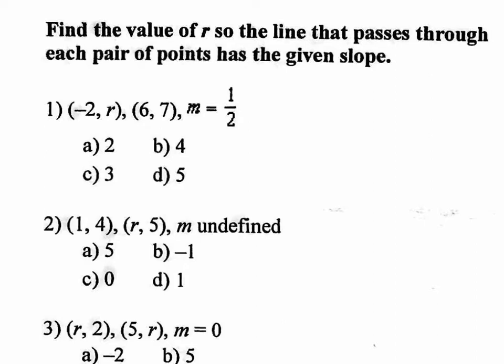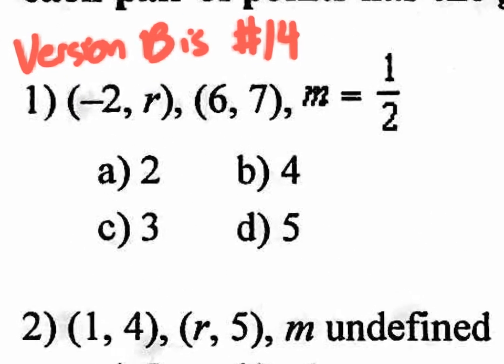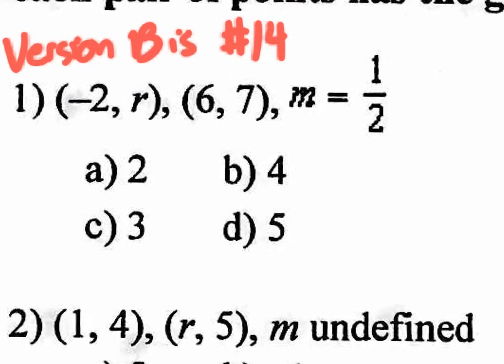As a matter of fact, let's state it. So there it is. Version B, number one is number 14. So we want to be able to find the missing value r, and we know that since we're dealing with slope, we have to use a slope formula.